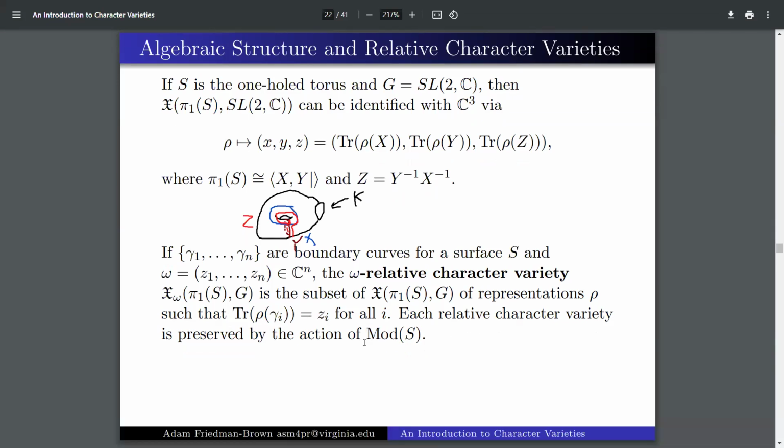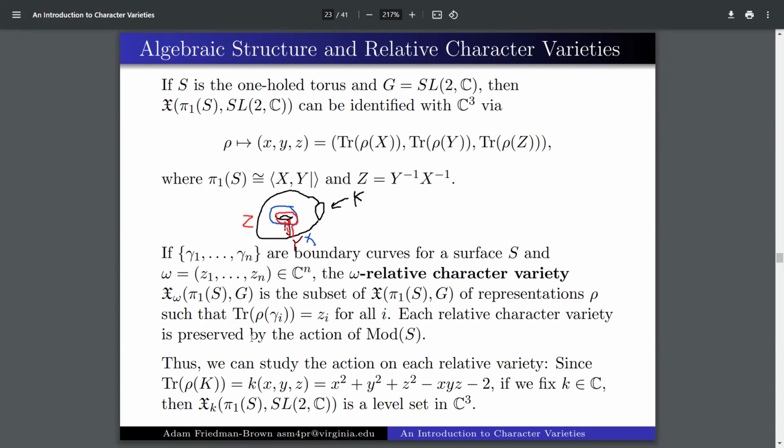This isn't the same as an open domain of discontinuity necessarily, just because it's not an open set. It's in fact a level set. So if we are allowed to just look at the relative variety and study the action there, though.